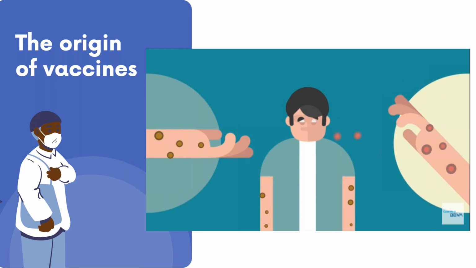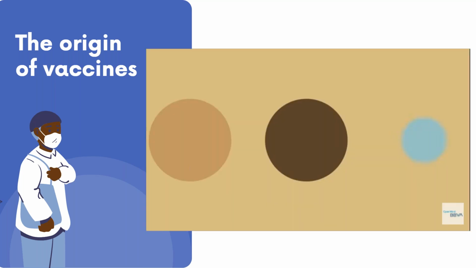As a man of science, he decided to prove it. And to do this, he needed 3 things: cowpox that he extracted from a milkmaid, fresh smallpox from a patient, and a human guinea pig.